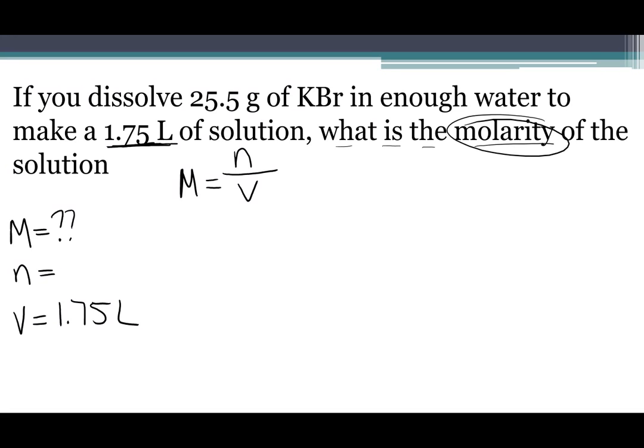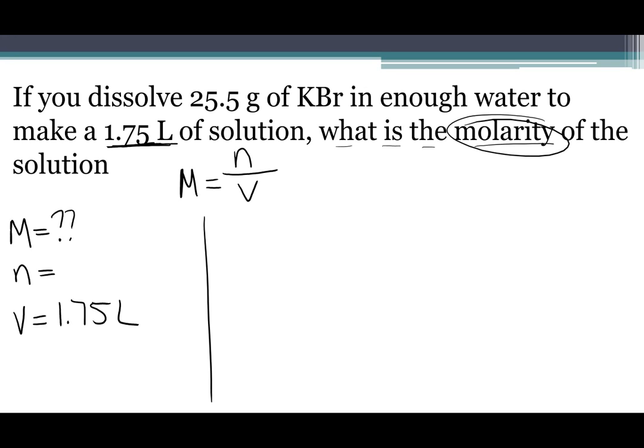Does it say how many moles of potassium bromide we used? No. What does it give us? It gives us grams, right? And this is something indicative of being in a lab. So you wouldn't walk over to a scale and weigh out the number of moles, right? You'd weigh it out in grams. Do we know how to get from grams to moles? Yeah, we're experts at that, right?